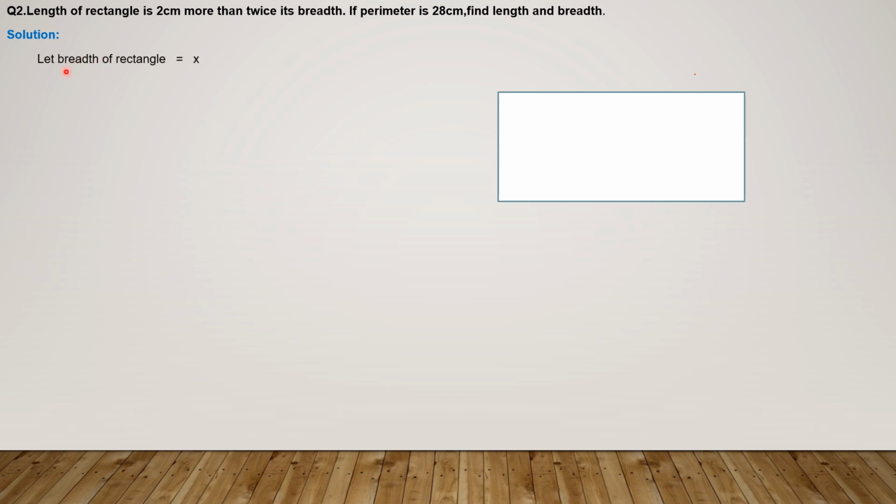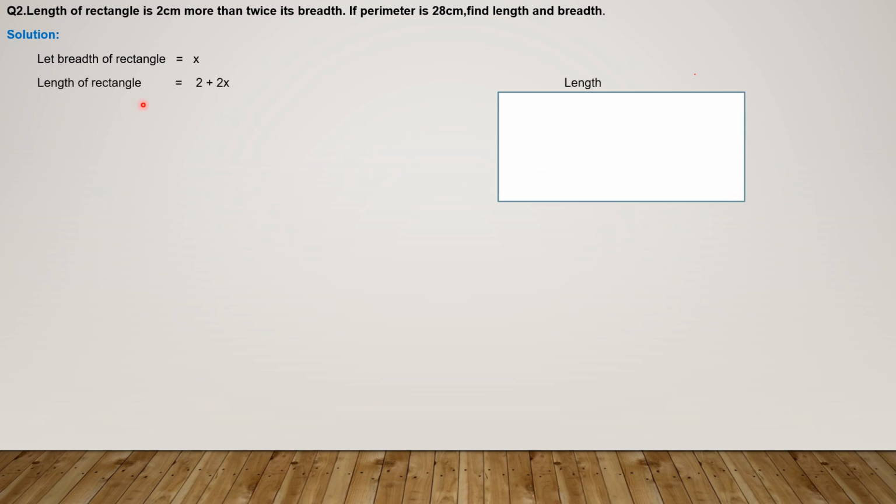So first of all, since the question is to find length and breadth, we have to suppose that its breadth is x. We will suppose that the breadth of the rectangle is x. We will solve this question by using a linear equation. That's why the things which are unknown, we will suppose them as a variable. We can take any other variable instead of x. So let's take x here. Breadth of rectangle is x.